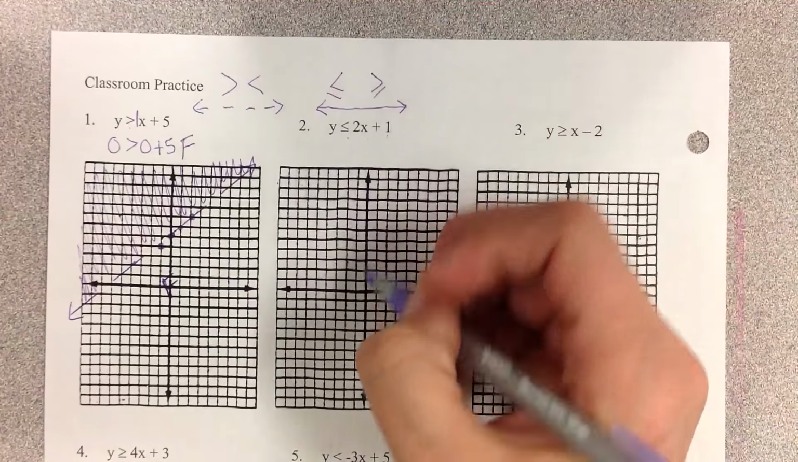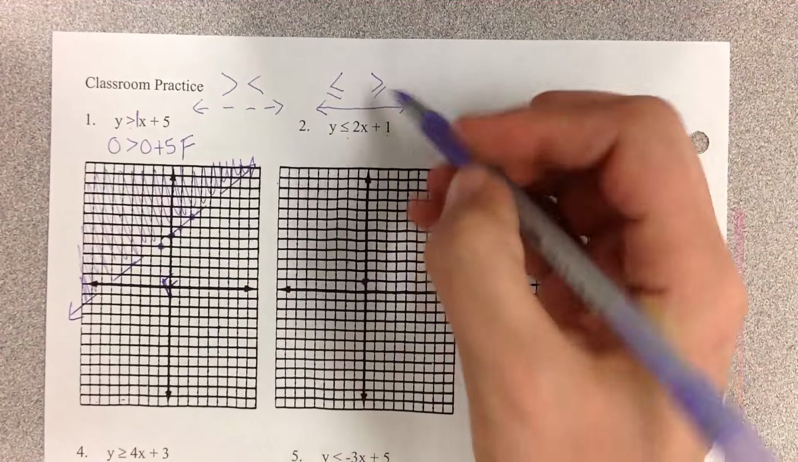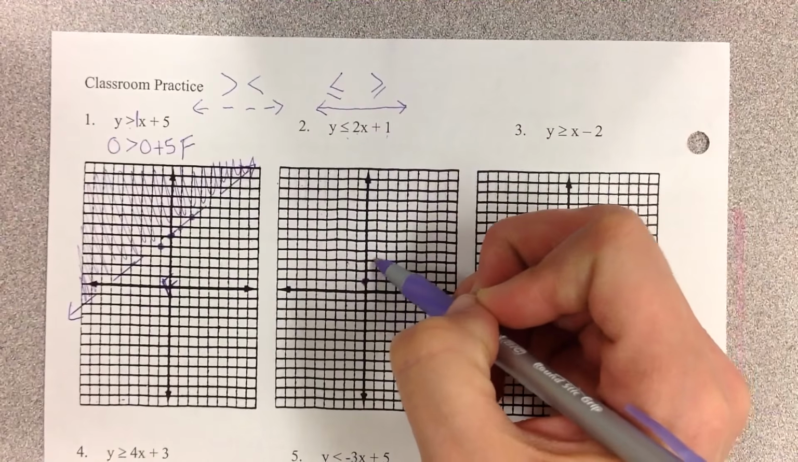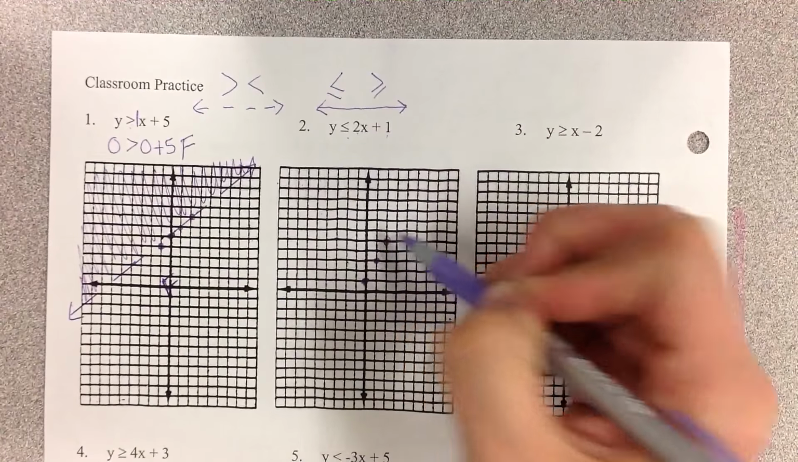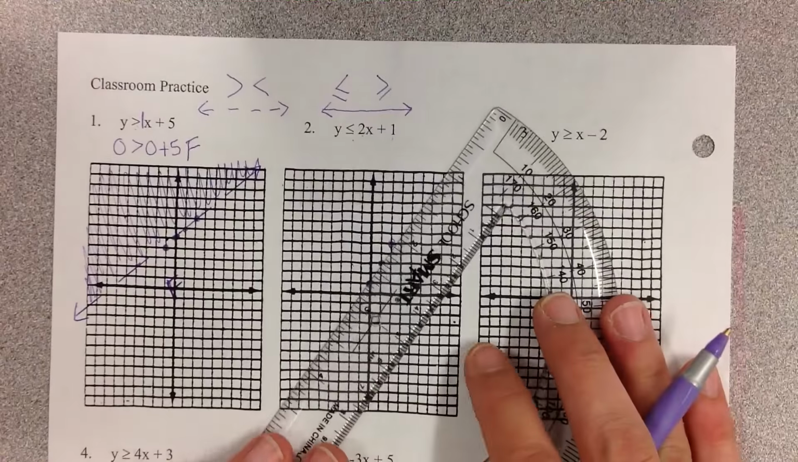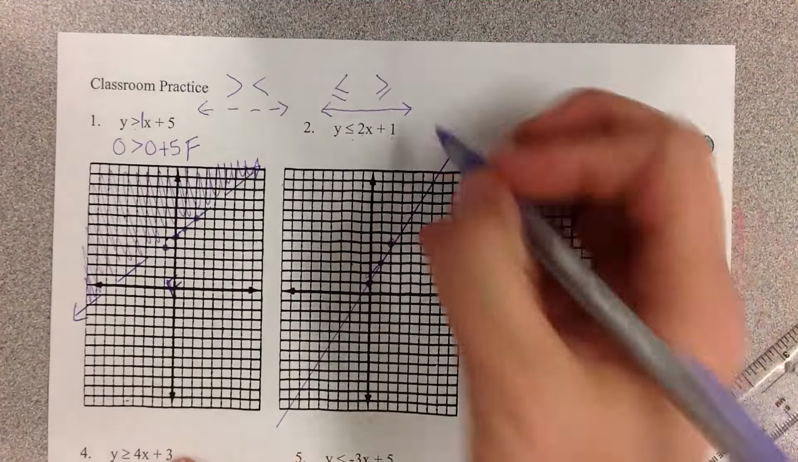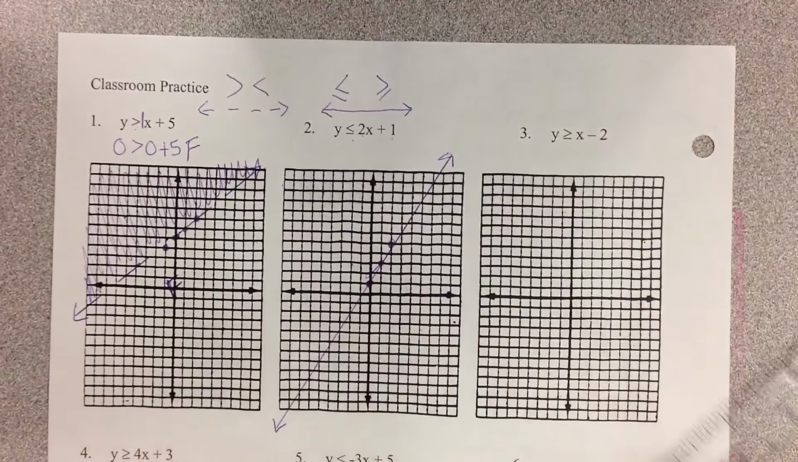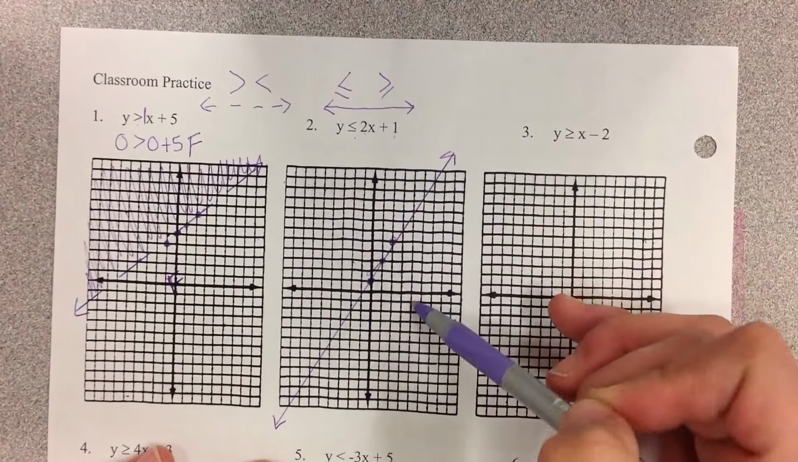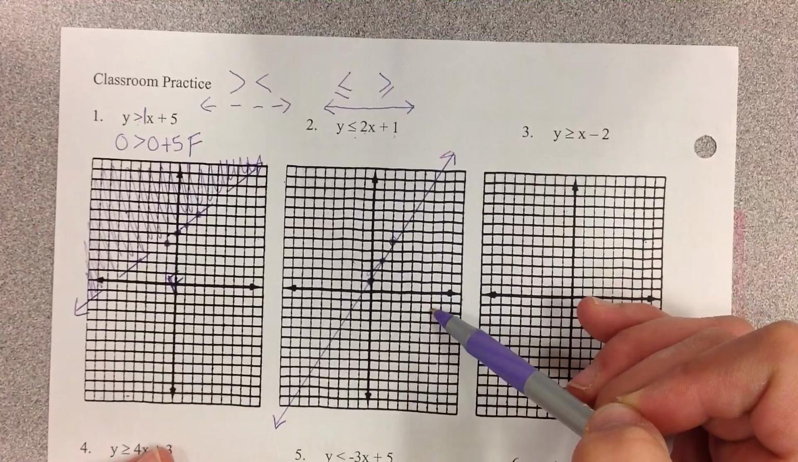So this begins at 1 on the y-axis and has a slope of up 2 to the right 1, up 2 to the right 1. Draw your boundary line. Now this separates the two half planes. One side will be true, one side will be false.